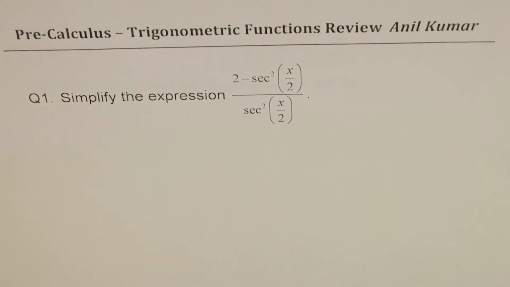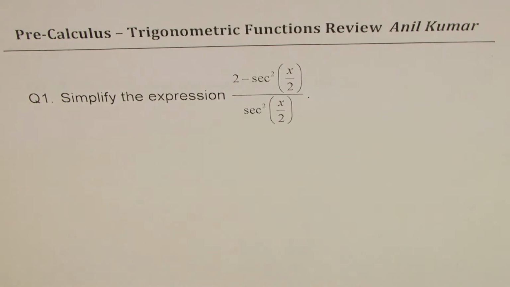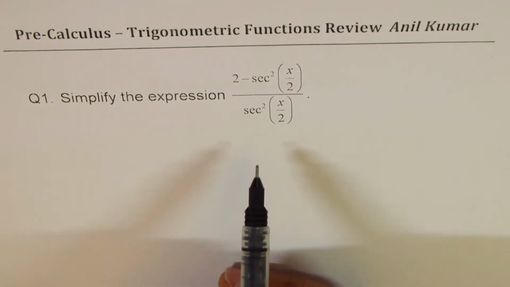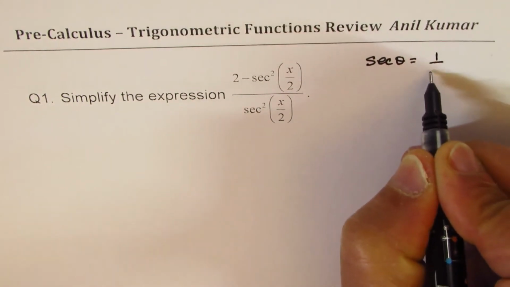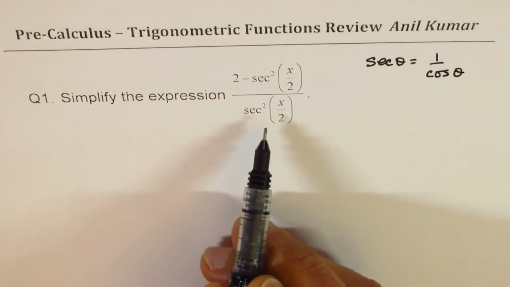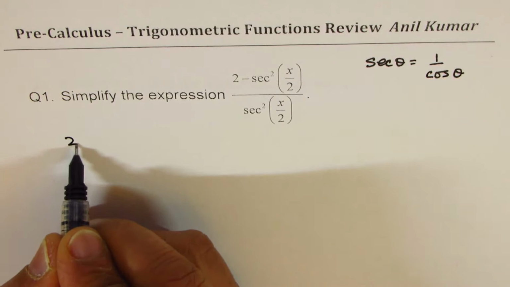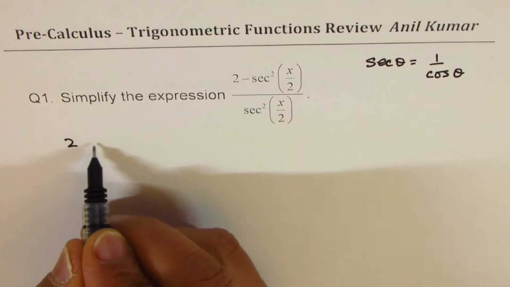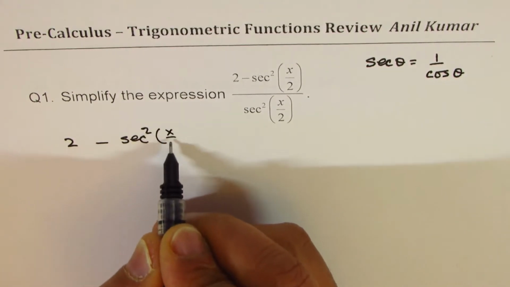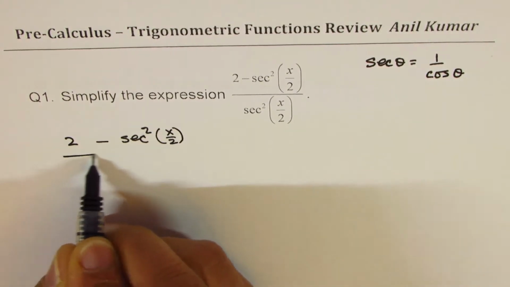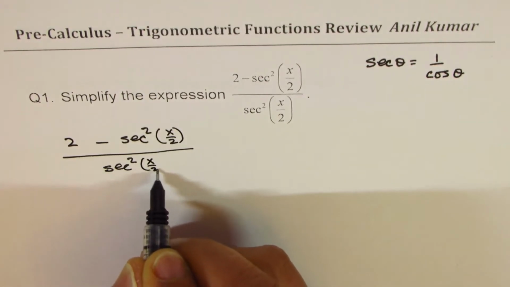Question number 1 is to simplify the expression 2 minus secant square x by 2 divided by secant square x by 2. Now, what is secant theta? Secant theta is 1 over cos theta. Is it okay? So, when we say divide by, let me rewrite and show you what I'm trying to say. We have 2 minus secant square x by 2 divided by secant square x by 2, correct?